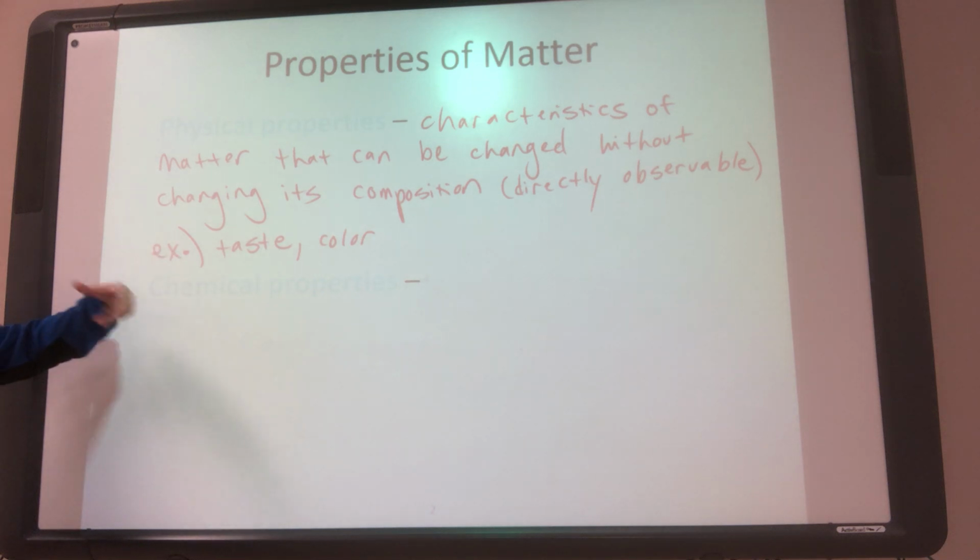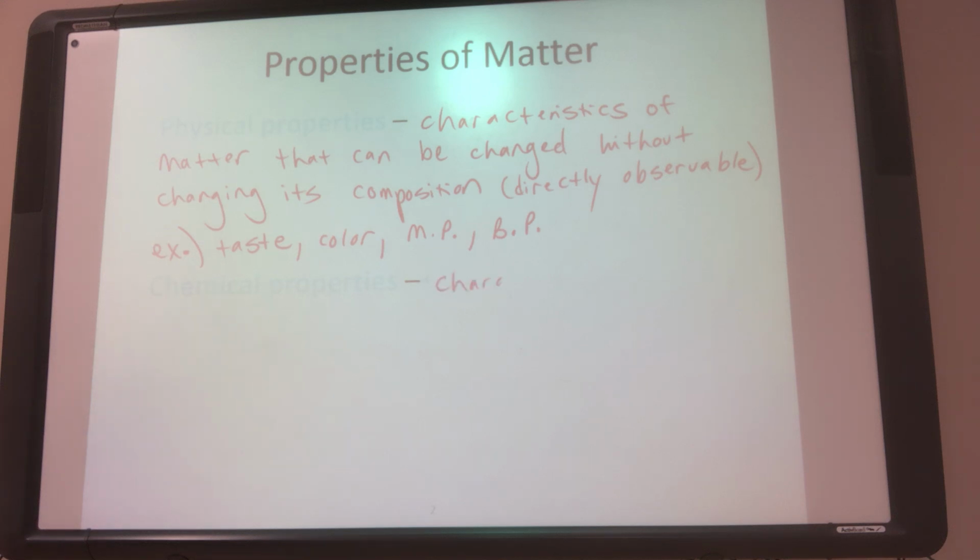So properties are kind of like adjectives or characteristics. The melting point is an example, and so is the boiling point. So the temperature at which it would melt and the temperature at which it would boil, not the actual action. Chemical properties, these guys are characteristics.